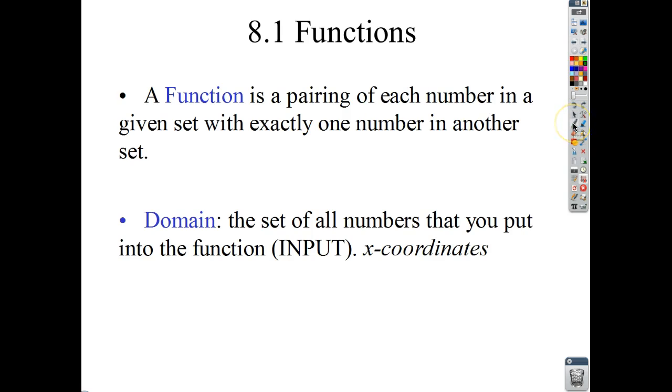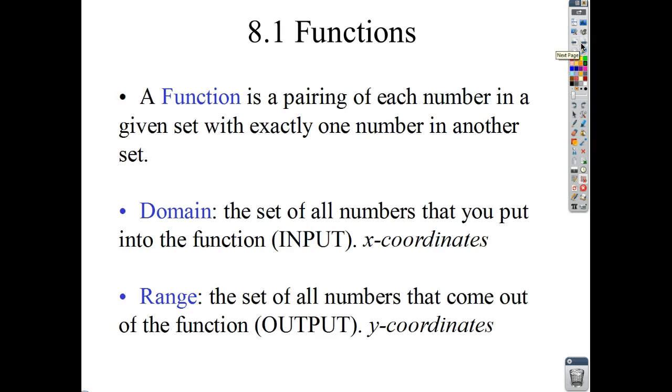This is the independent variable. So we can look at that. The independent variable is the thing that I change, the x coordinates. Then you have the range. The range is the set of all the numbers that come out of the function. The output, the y coordinates, the dependent variable. Input, output, domain, range.